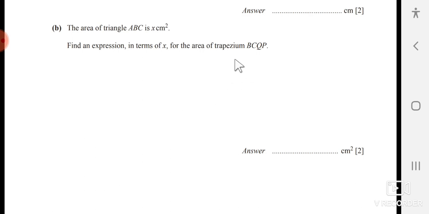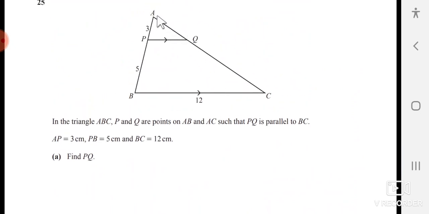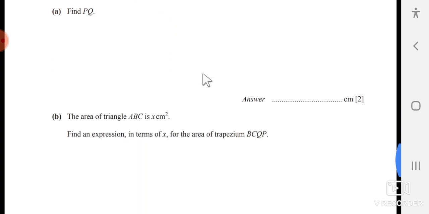Find the area of the trapezium BCQ. Okay, the area of the trapezium would be the area of the complete triangle minus this one, so x minus 9 would be the area of this trapezium. Okay, this way you can calculate this question.